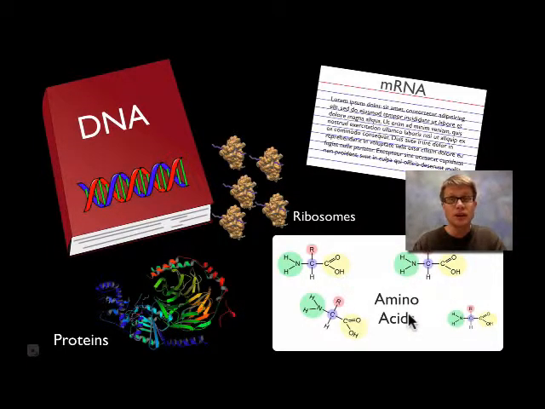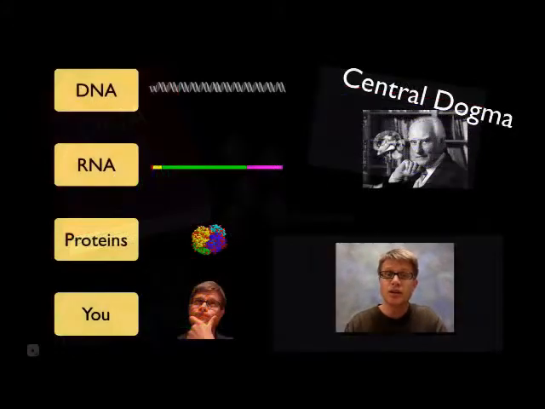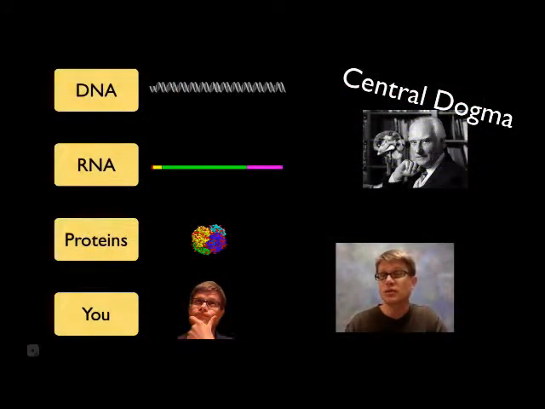What are the ingredients then? Those are going to be the amino acids. And we're going to put those together in the correct order. And then we're going to make a protein. And that protein makes you. This process that I'm describing is called the central dogma.